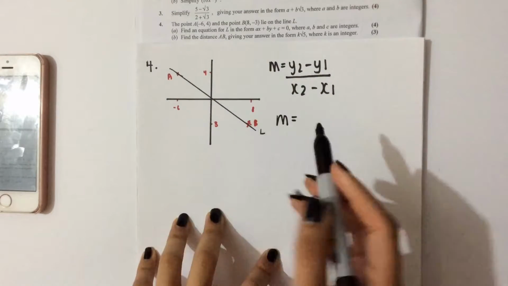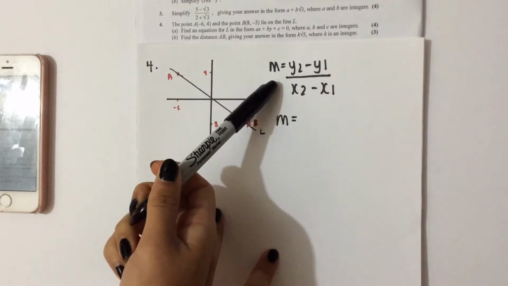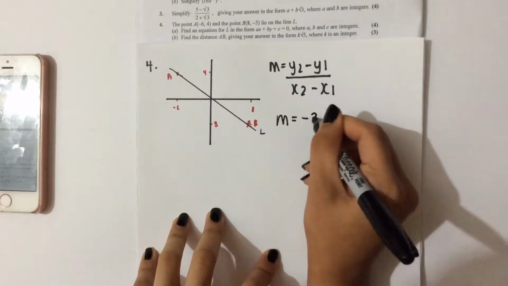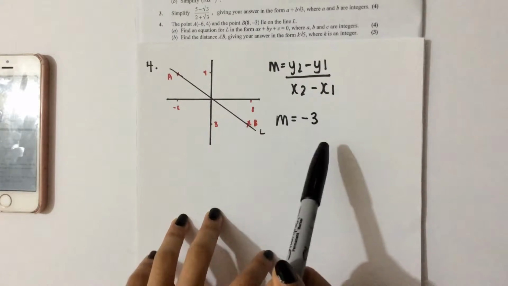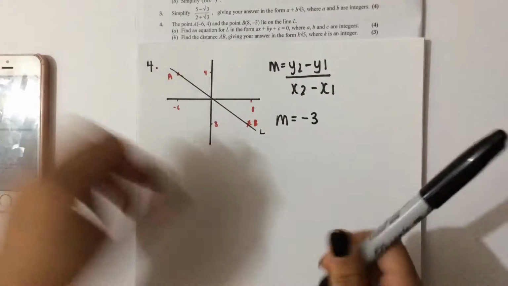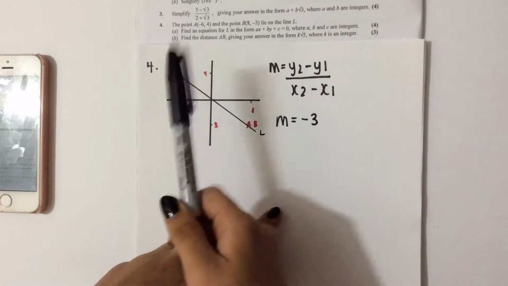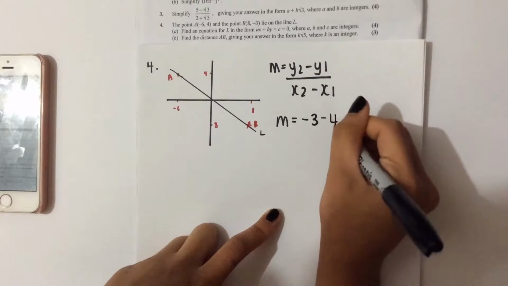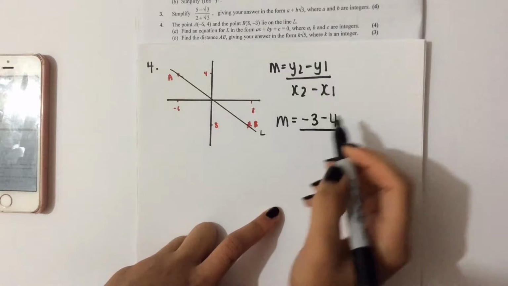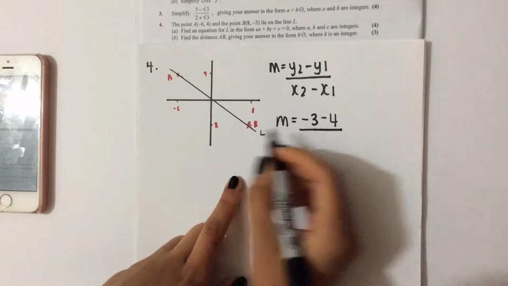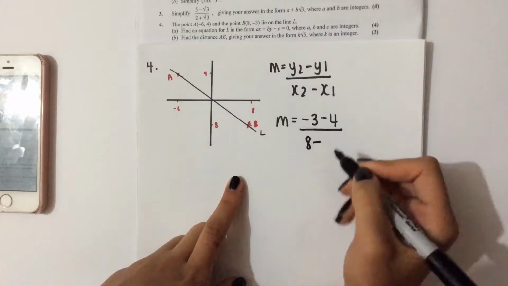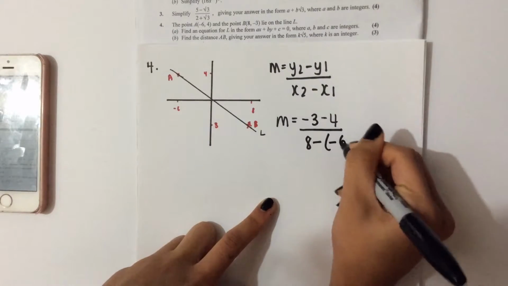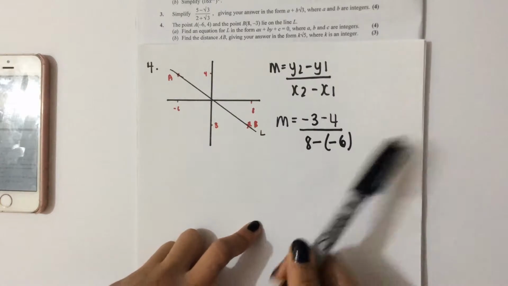So the y2 coordinates are for B. So the y coordinate of B is -3. You have to be really careful with your signs on this as well, because you don't want to get them mixed up. And y1 is 4, because the y coordinate of A is 4. So we get -3 minus 4 all over the x coordinate of B, which is 8, minus the x coordinate of A, which is -6. Now we want to make sure we put that in brackets so we don't get confused with the signs.